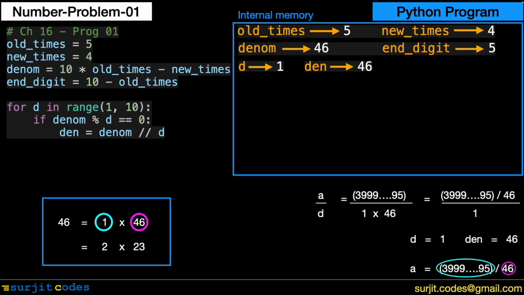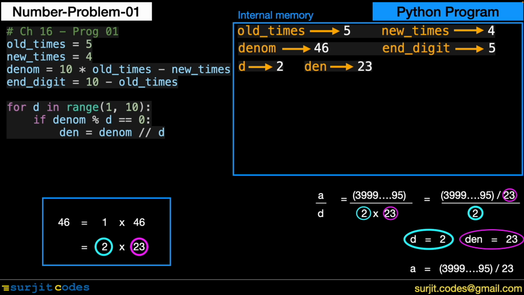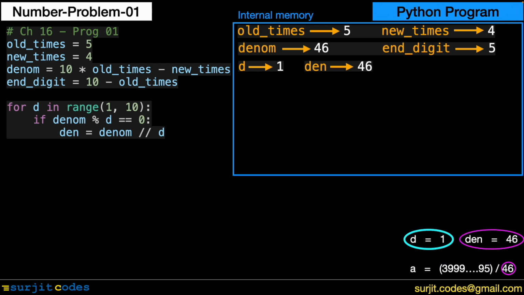Den is used as the denominator in the expression for A. It is clear that the numerator in this expression is not divisible by 46, so this will not yield a solution. Therefore, we proceed to the next value of D. When D is 2, den is 23. We can now determine the minimum number of 9s needed in the numerator in the expression for A to be divisible by den. Let us now see how the program proceeds.